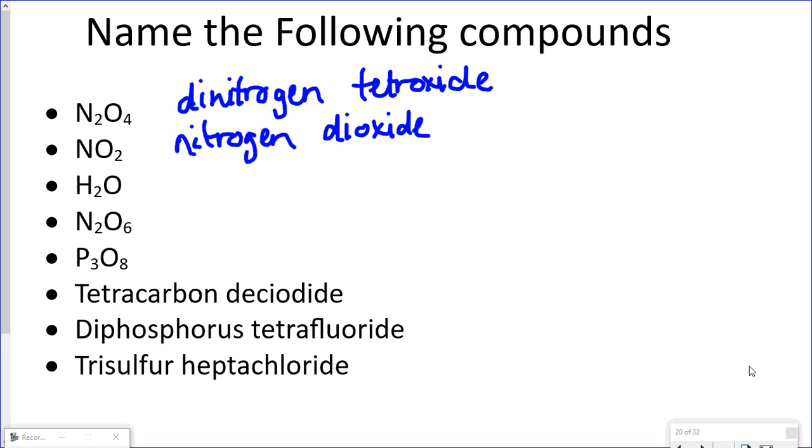Look at our third example. We have water, which is H2O. Water is its common name, so let's look at its proper name. So H2, H is hydrogen. Remember, we don't change the name of the first element. 2 is di, so this is dihydrogen.